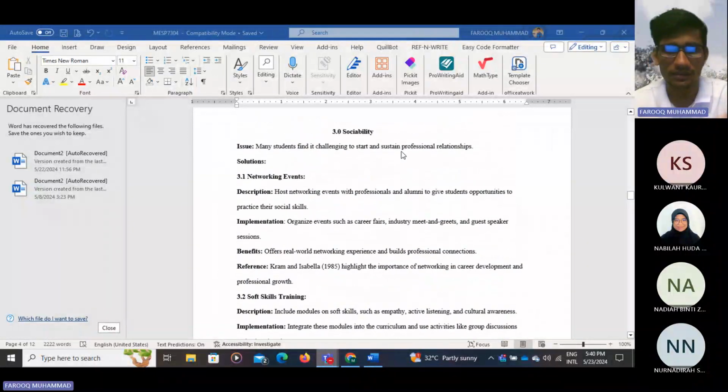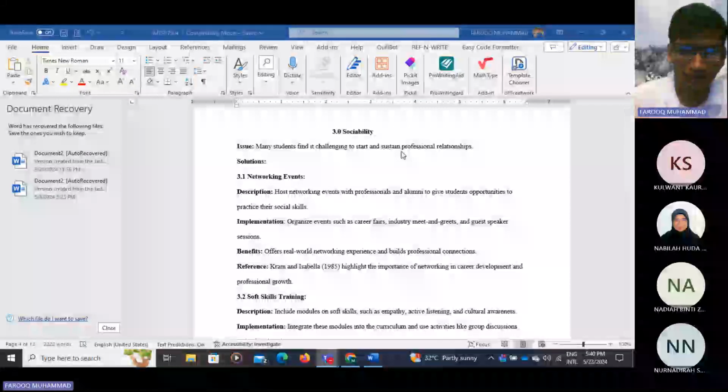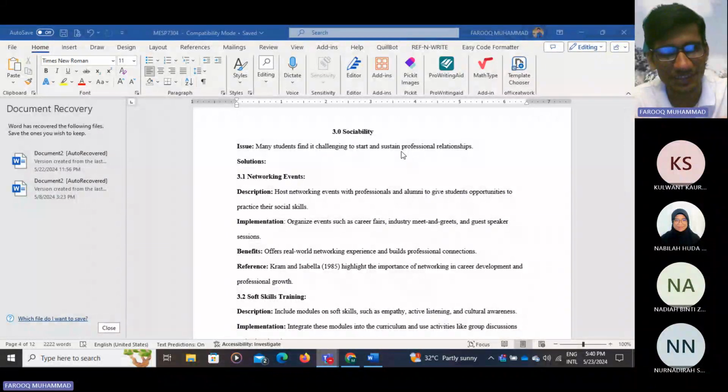The third one, we will go for social ability. That could be an issue. I mean, it's an employability skill. So we will discuss the issue. What could be the issue? The issue will be that many students find it challenging to start and sustain professional relationships.